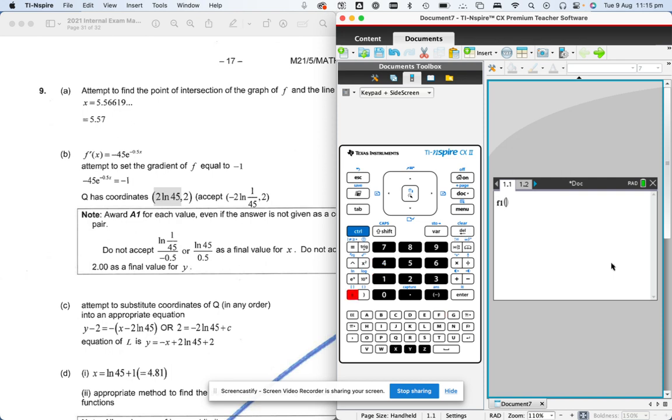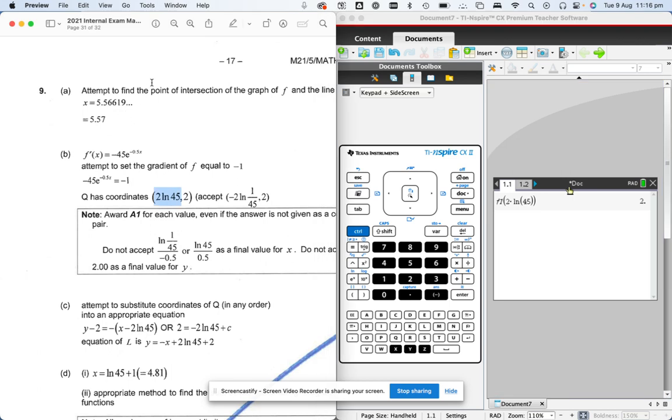f1 of 2 ln 45. Oops, got to put it in brackets, it doesn't like it. f1 of 2 ln 45, and you get the value 2 out of it. So you go, oh, cool, it's just 2, and then you're done. Okay, so your GDC does become useful because you've used it across the questions. And so that's kind of good.